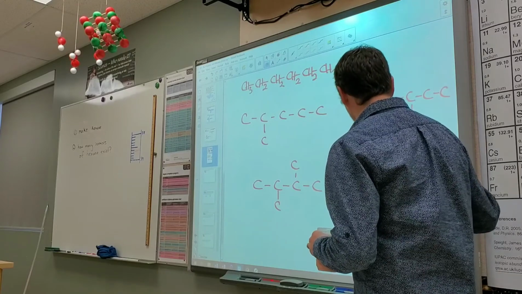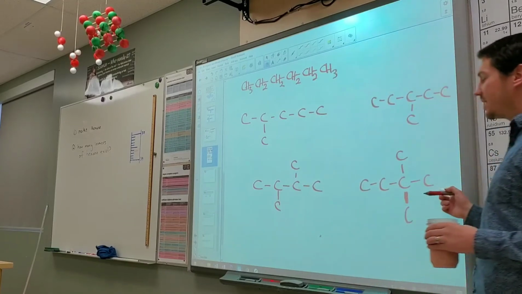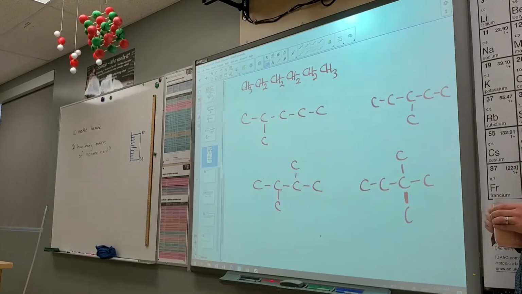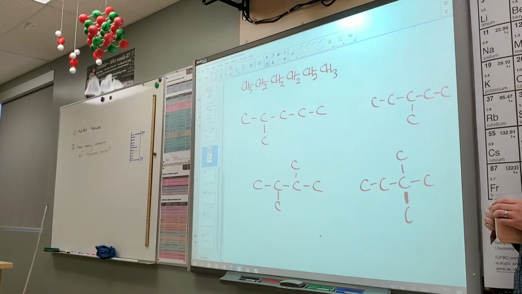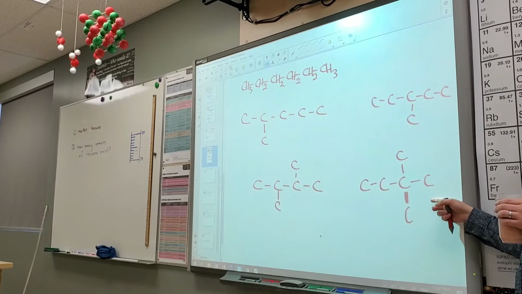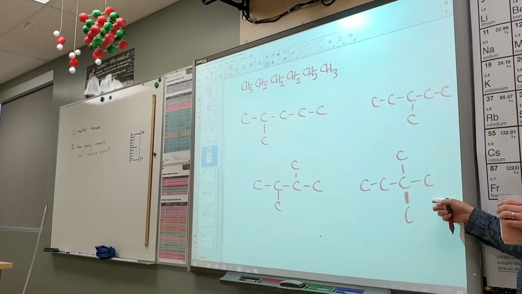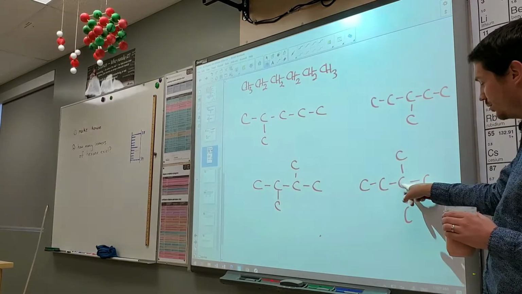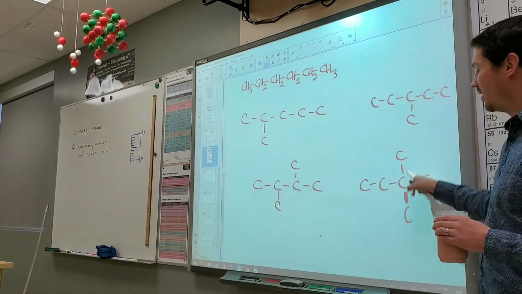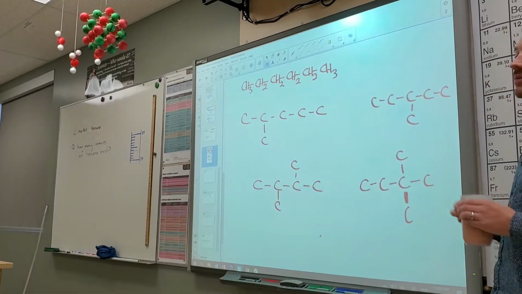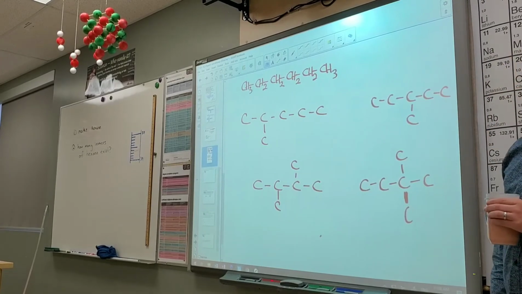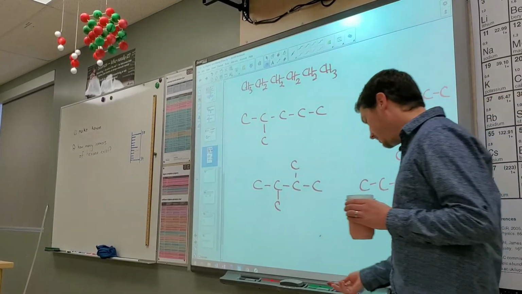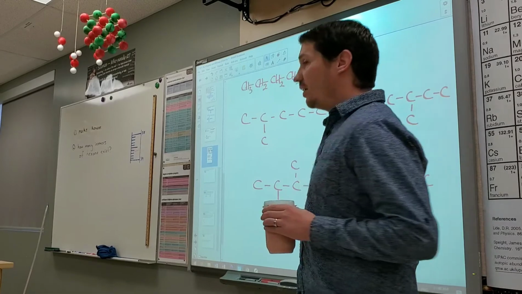So is the name of this thing 3,3-dimethylbutane? No. This isn't 3,3-dimethylbutane. Why is this not 3,3-dimethylbutane? Because it's 2,2. 1, 2, 3, 4. It's 2,2, so 2,2-dimethylbutane. There are only 5 isomers of hexane.